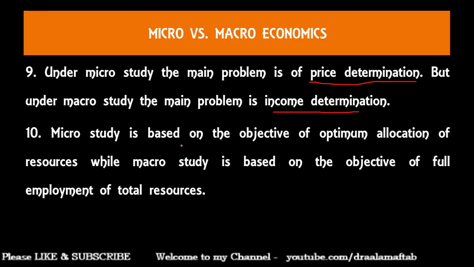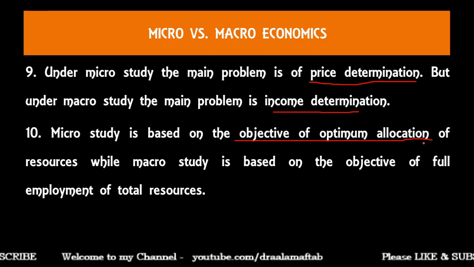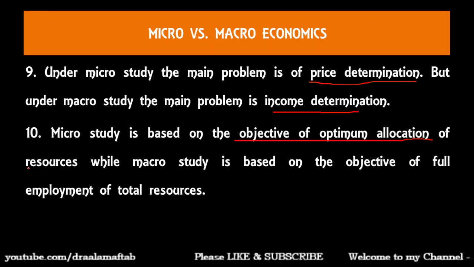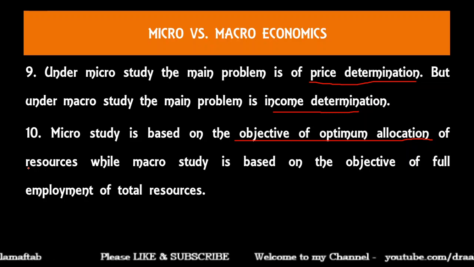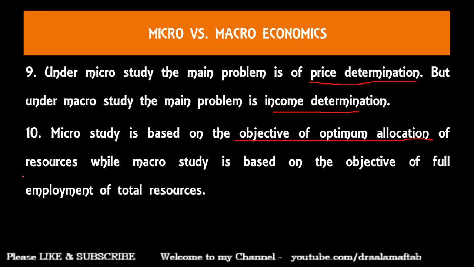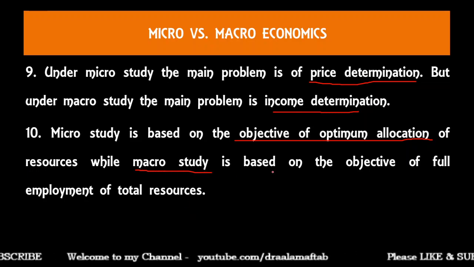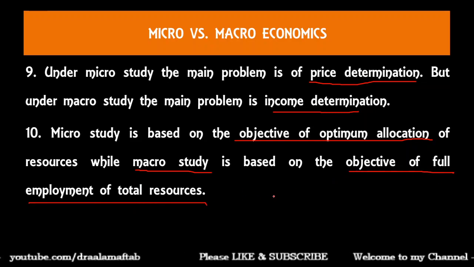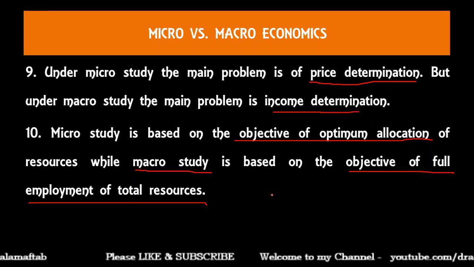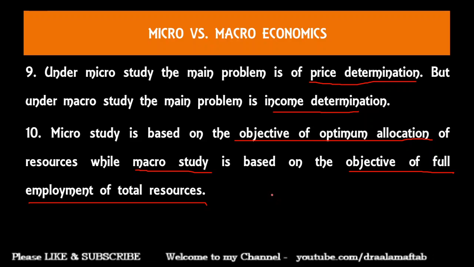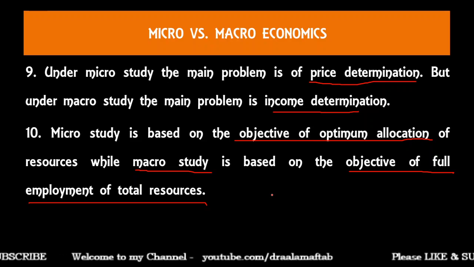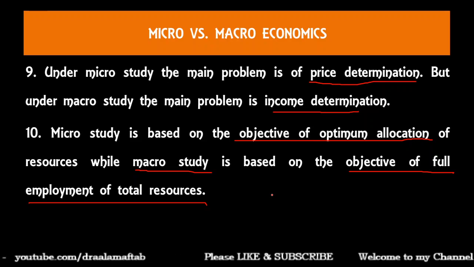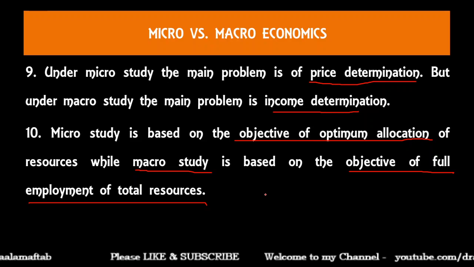Tenth one, micro studies are based on the objective of optimum allocation of resources, optimization at individual level, whatever resources, income, money, time, whatever is there, you try to optimize. Whereas macro study is based on the objective of full employment of total resources, not at the individual level, but in general we try to see how the total resources of the overall country and economy can be fully utilized, so that we can achieve full employment in the economy.